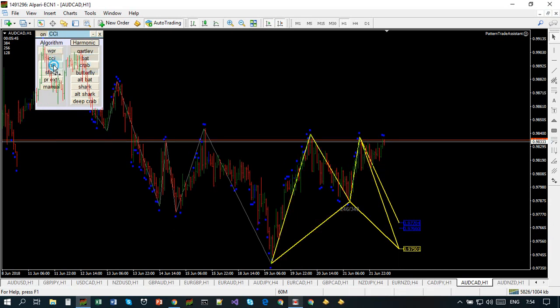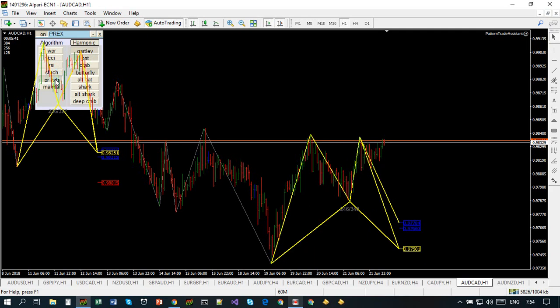Okay, same bat pattern is seen by other algorithms. Pretty cool bat pattern. So maybe if it goes lower, maybe it will go lower, and you can trade it.